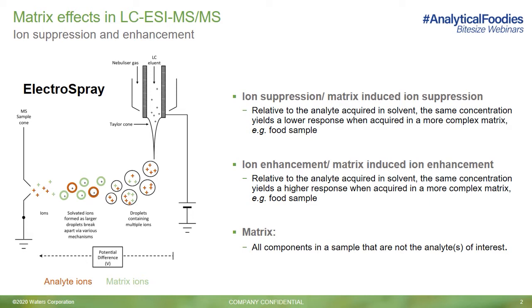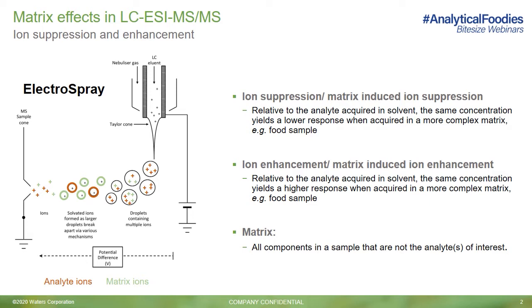Taking electrospray ionization as an example, matrix effects begin when an injected sample consisting of analytes, matrix, mobile phase, and additives arrive into the ionization source through the capillary. The presence of the matrix, which is everything other than the analytes of interest now in the source, has an impact on the ionization of our analytes.